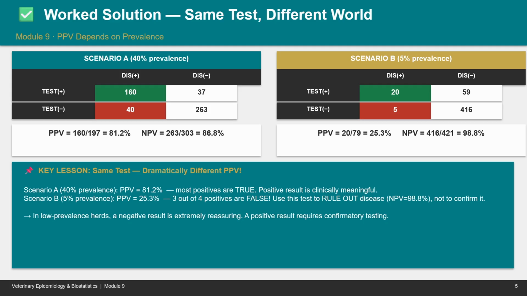Now, scenario B, only 25 truly diseased animals. We get 20 true positives, 5 false negatives, 59 false positives, and 416 true negatives. PPV drops to just 25.3%. 3 out of 4 positives are false, but NPV is 98.8%. A negative result is extremely reliable. The clinical lesson: in a low prevalence herd, use this test to rule out disease, not to confirm it.